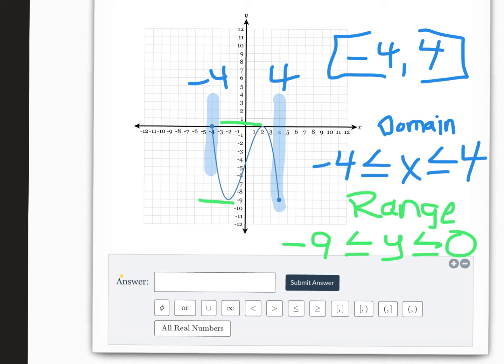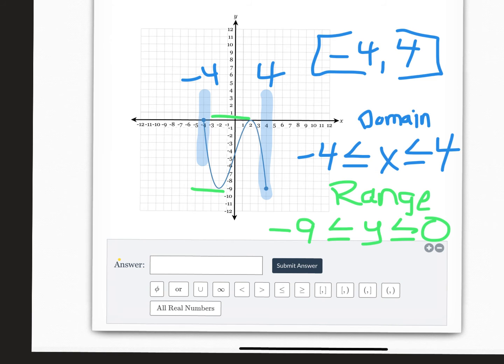So that is the shorthand way of saying that the x values are in between -4 and +4. And then for the range, you would do something similar. You would do -9, comma 0, and then put the brackets on either side. So 10 problems where you do it like this, please. And then 10 problems where you do it like that.